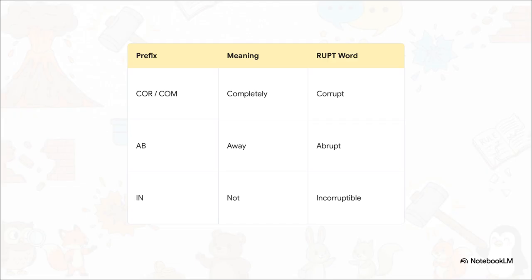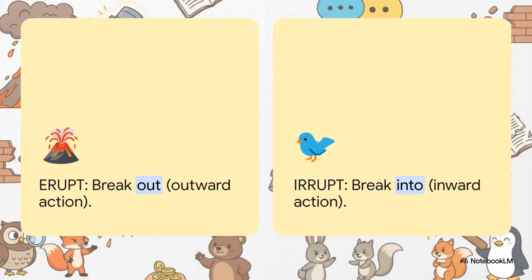And oh, check out this championship-level word, incorruptible. In means not. Add that to corrupt, and it means unable to be completely broken. Imagine a glowing superhero shield protecting honesty. It is totally incorruptible. Let's move on to a really crucial spelling bee trap.